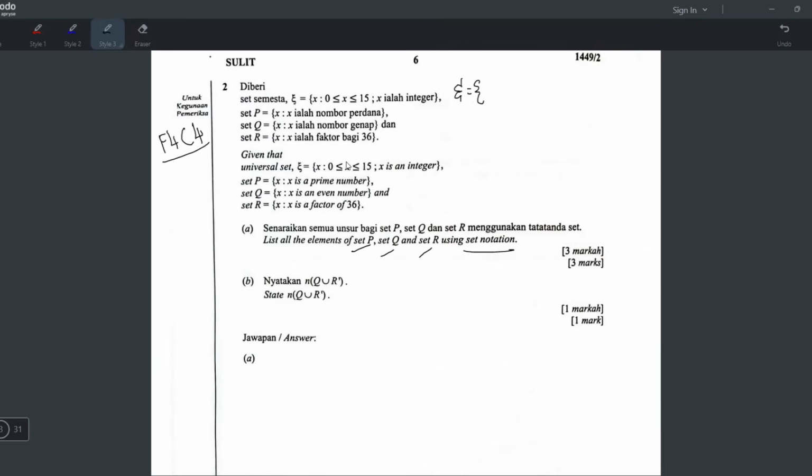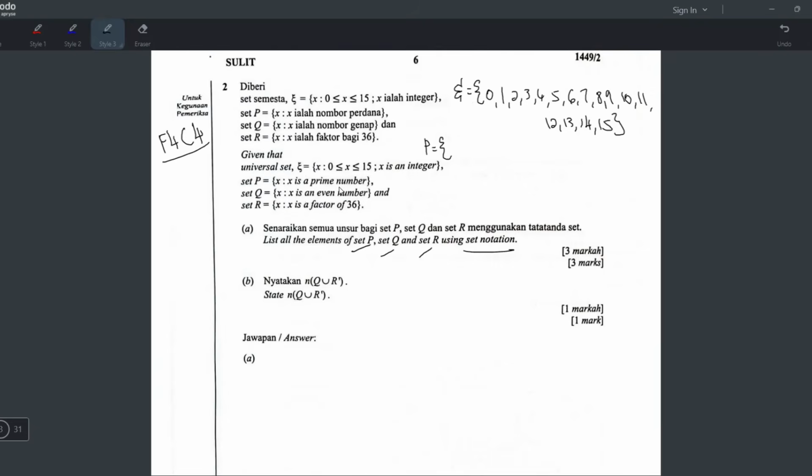All right, so for the universal, it says x is between 0 and 15 and it's an integer. So 0 is included, 1, 2, 3, 4, 5, 6, 7, 8, 9, 10, 11, 12, 13, 14, 15. Okay, 0 and 15 are included, because they put a line here, right? So if they put an equal sign here, it means 0 and 15 are included. Okay, that's it.